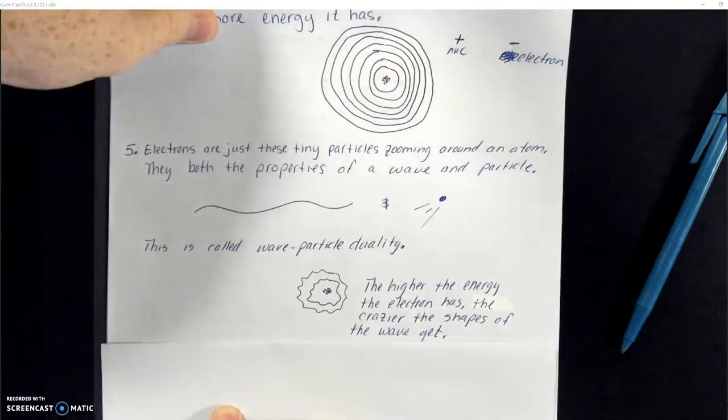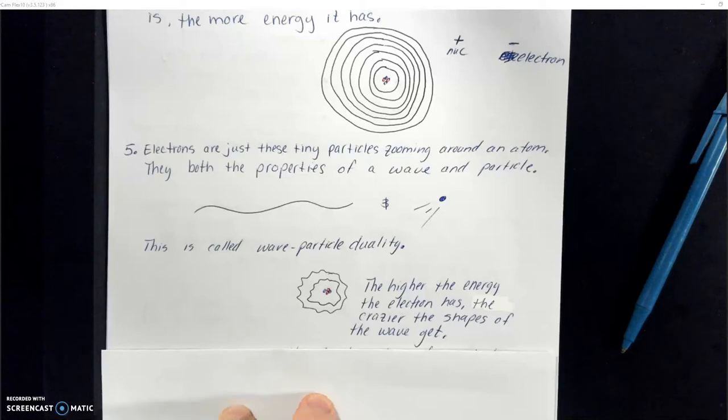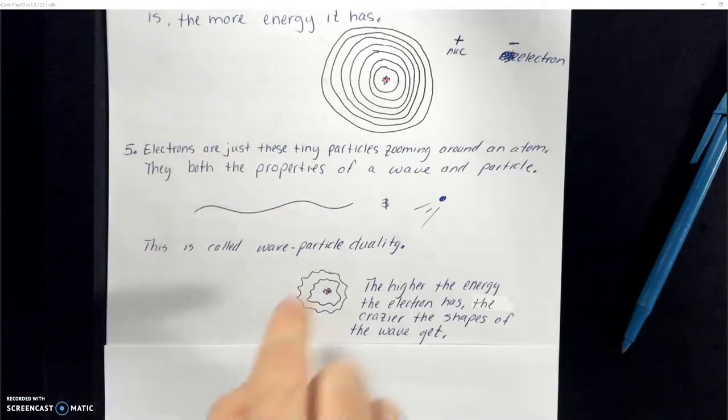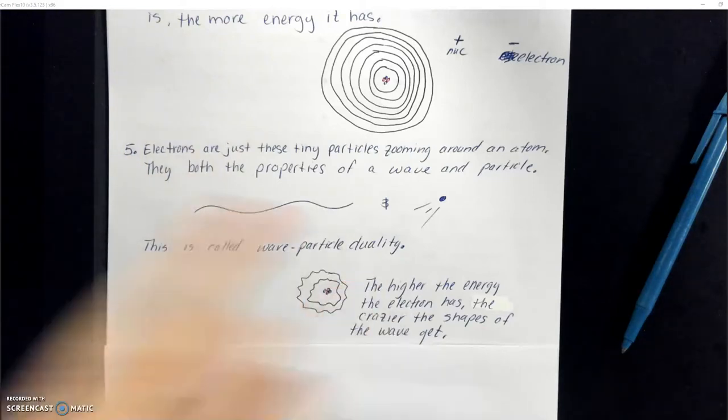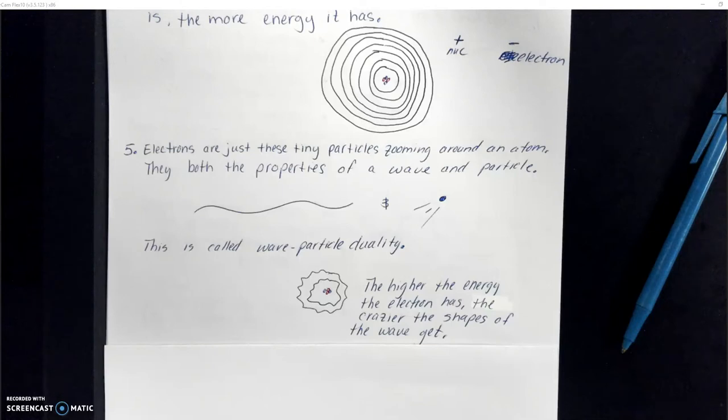And so what an electron cloud really should look like, if we did the Bohr model of it, is you would see these different waves as energy levels, these standing waves. The higher the energy the electron has, the crazier the shape of the wave gets. And we're going to look at a few of the shapes of those waves.